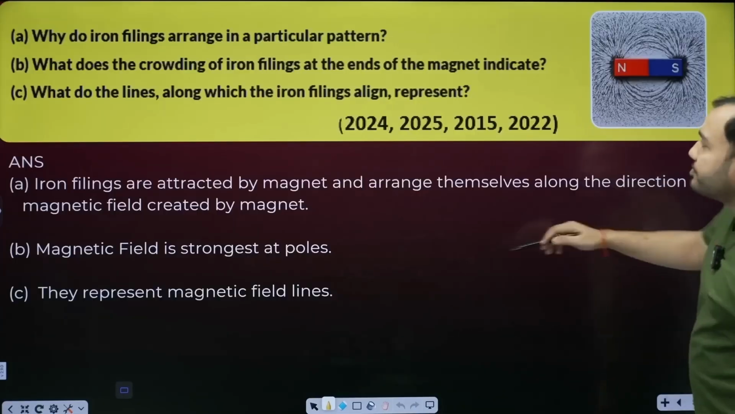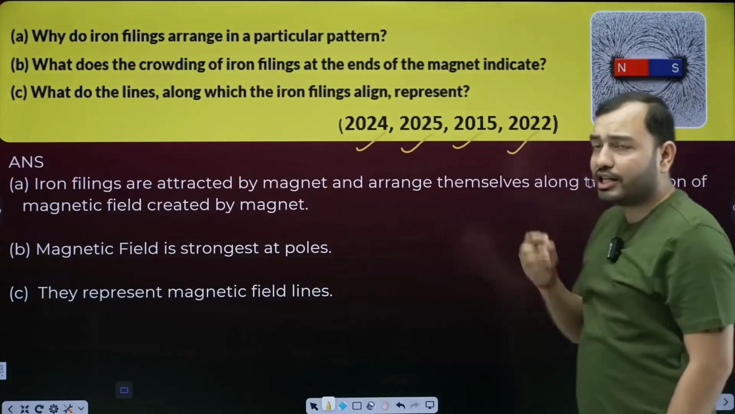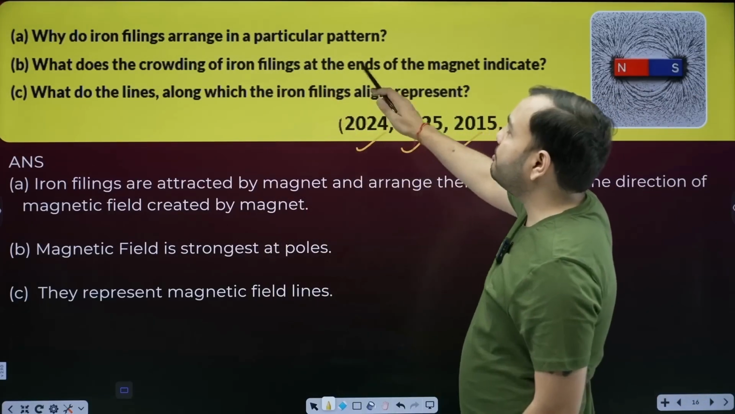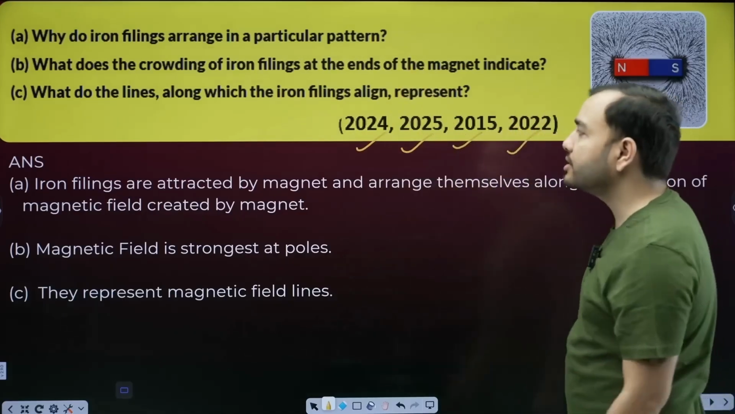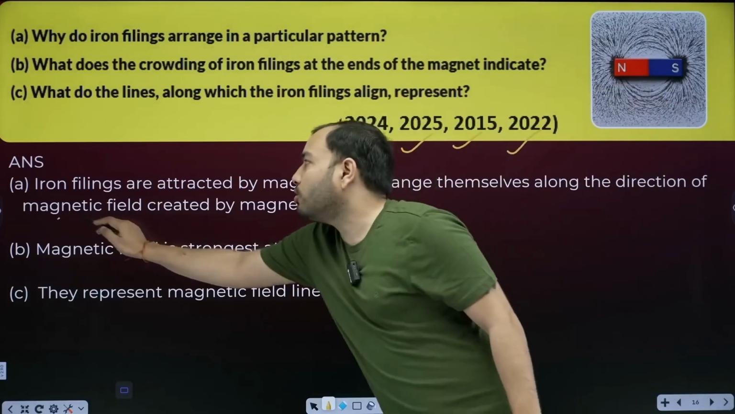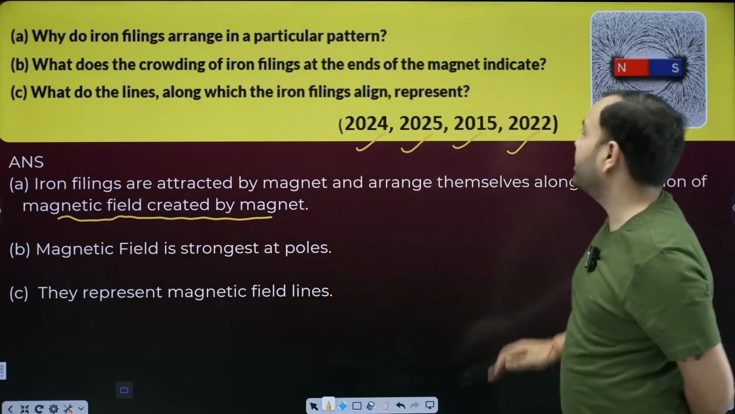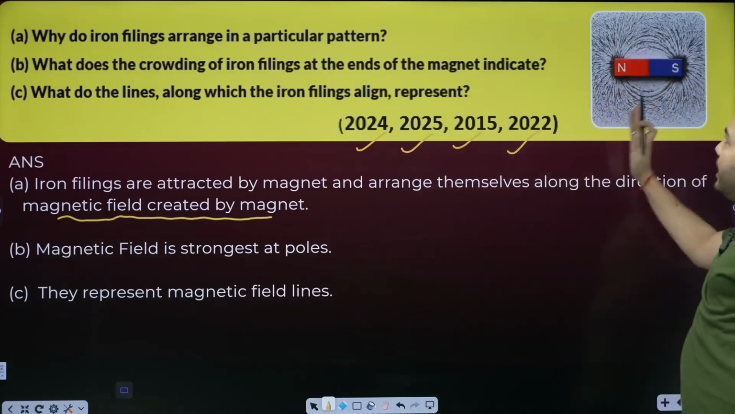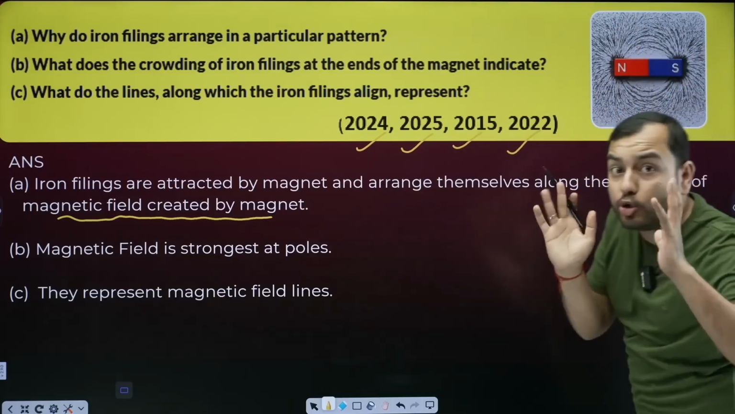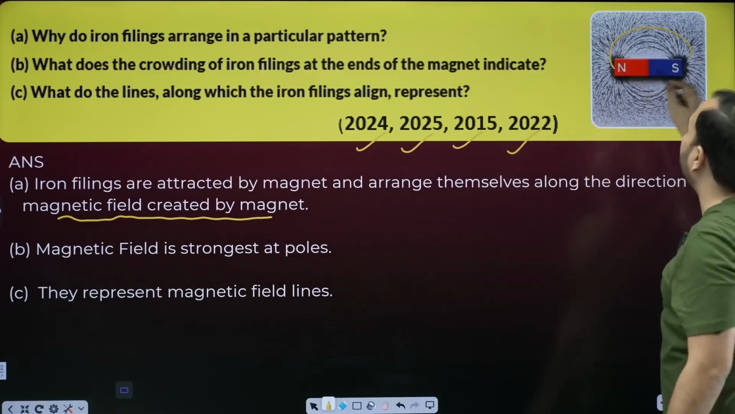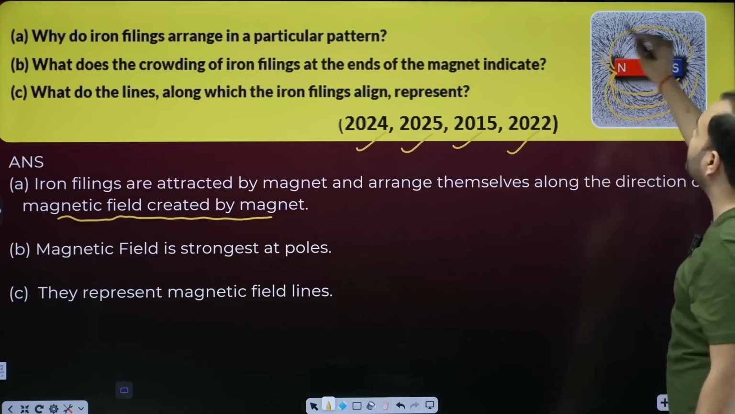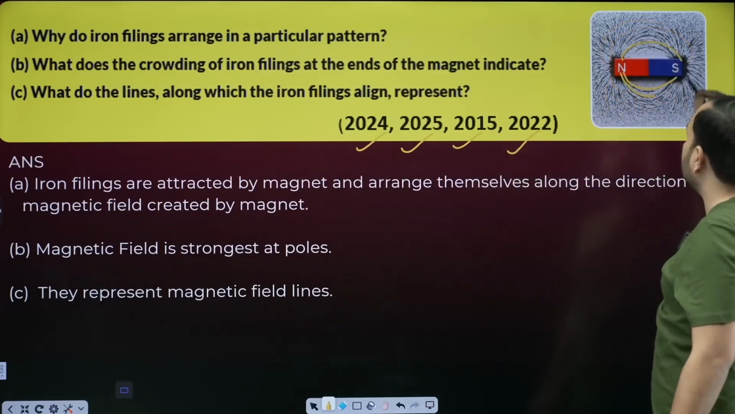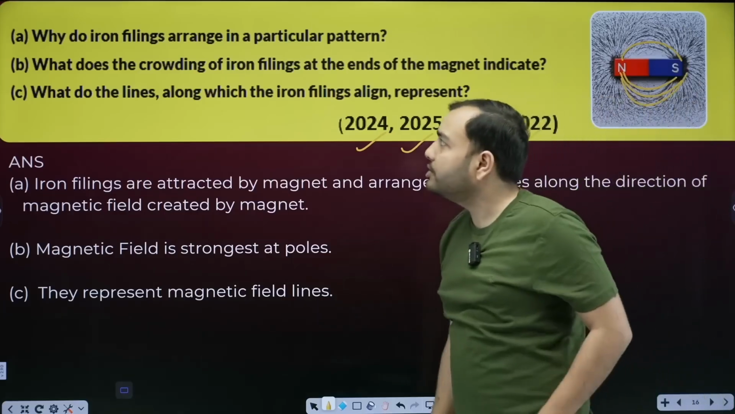See, a question has also come about it. In 2024, 25, 15, 22, in any one of the sets, out of many sets, the question definitely comes. Why do iron filings arrange in a particular pattern? Because of the magnetic field, right? They arrange themselves along the direction of the magnetic field. It has a particular pattern, right? It's not like it's becoming round, or straight lines. If we look closely, what is it a pattern of? They are arranging themselves in the pattern of the magnetic field lines, aren't they? Look at this pattern, arranging itself in the direction of the magnetic field.